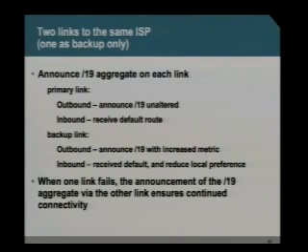That's the whole idea. I mean, people I've seen have come up with some wonderful multi-homing schemes, but they forget about the fundamental: what happens if one link goes down? Because they forget to announce the aggregate. So that's pretty important. You'll find all my examples start off with the same first line: announce a /19 aggregate on each link. So what we're going to do, primary link, announce the /19. Inbound, we receive just the default route.